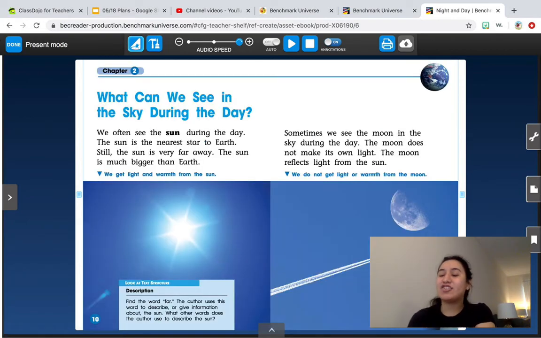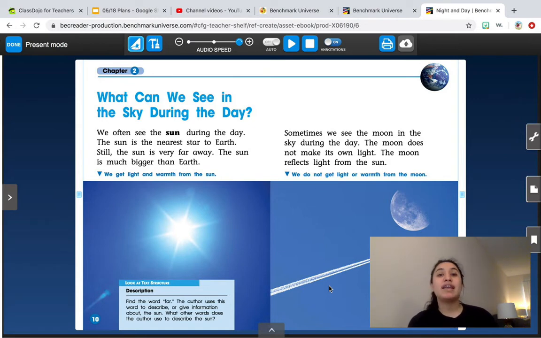What can we see in the sky during the day? So this is chapter 2. In chapter 1, we learned about what we see in the sky during the nighttime. Now we're talking about what we can see in the sky during the day. We often see the sun during the day. The sun is the nearest star to Earth. Still, the sun is very far away. The sun is much bigger than Earth. So the sun is like this, and the Earth is all the way like this. So if this was the sun, Earth would be all the way like that. We get light and warmth from the sun.